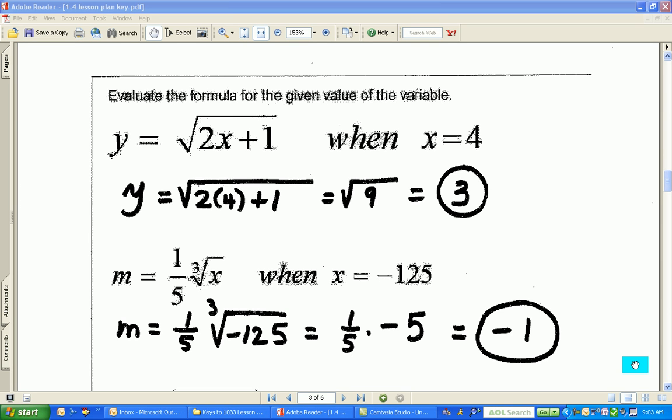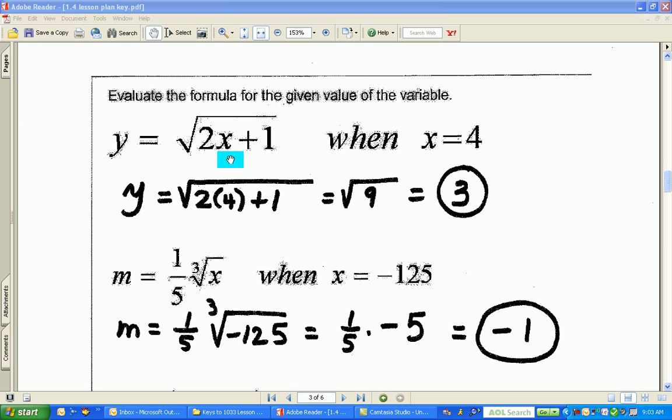Okay, ladies and gentlemen, we're going to continue with section 1.4. This is going to be where we pick up some of the formulas. Now, in this example, you're given the formula y equals the square root of 2x plus 1, and you're asked to evaluate the formula when x is 4.